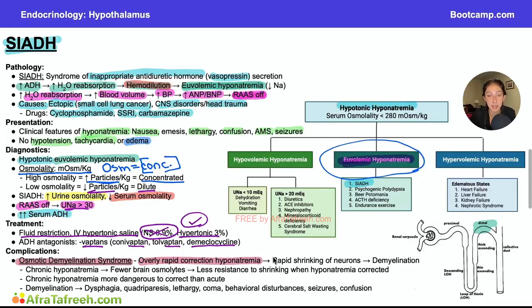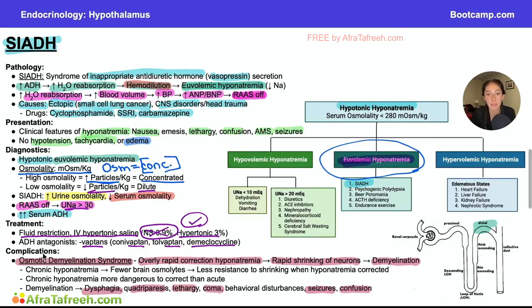And in osmotic demyelination syndrome, what happens is we see this rapid shrinking of our neurons that leads to demyelination, and demyelination of our neurons, of course, causes nervous problems like dysphagia, quadriparesis, lethargy, coma, seizures, confusion. And I think that the classic presentation for osmotic demyelination syndrome is this locked-in syndrome where you can register what's going on around you, you know what's happening, but you have lost all motor function completely. You're essentially paralyzed, but you are mentally there. And that is one of the most severe complications of osmotic demyelination syndrome. That is what happens if you correct the hyponatremia as fast as we possibly can.